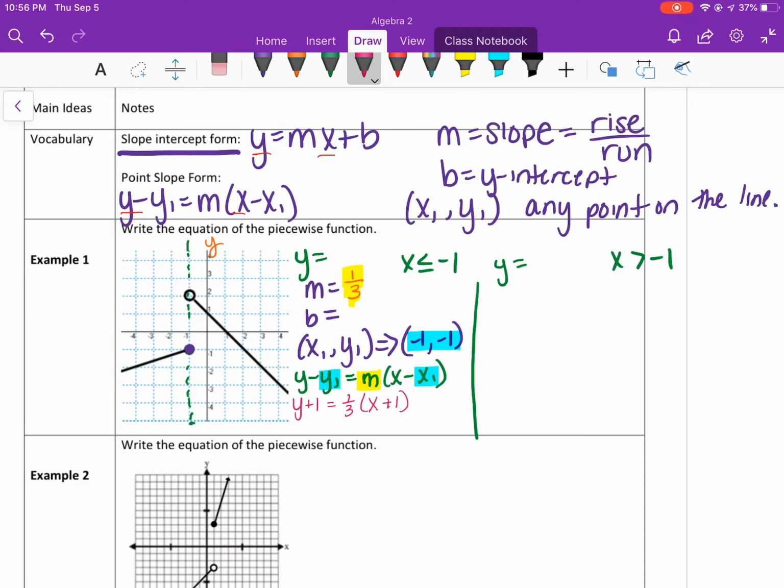And now I can just simplify this and solve for y to get it into slope-intercept form. I'm going to do that first by distributing the 1/3. So I'm going to have y plus 1 equals 1/3 x, and then 1/3 times 1 is 1/3. And the last step will be to subtract 1 from both sides.